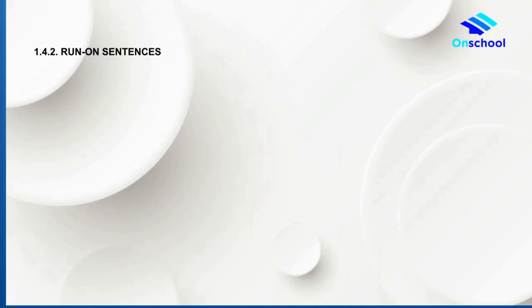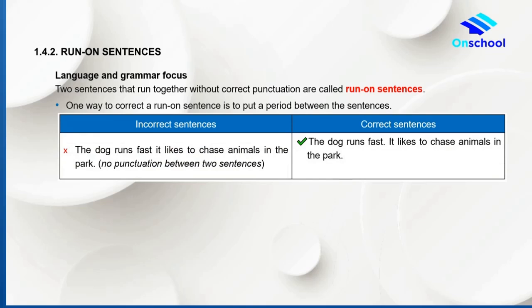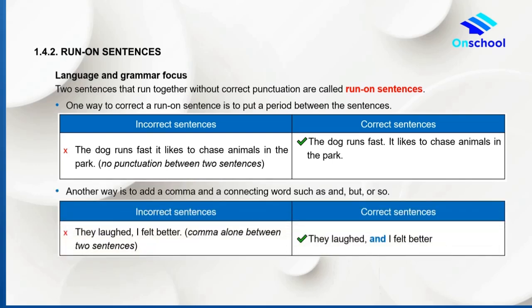The second issue we are going to analyze here is run-on sentences. Two sentences that run together without correct punctuation are called run-on sentences. There are several ways to correct them. First, we can put a period between the sentences, like in the first example here. Second, we can add a comma and a connecting word such as and, but, or so, like in the second example.